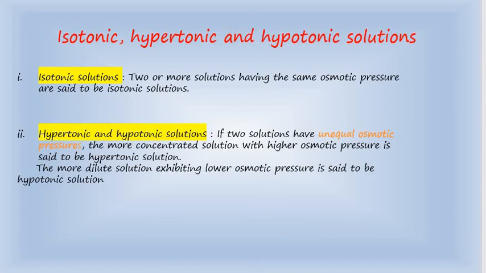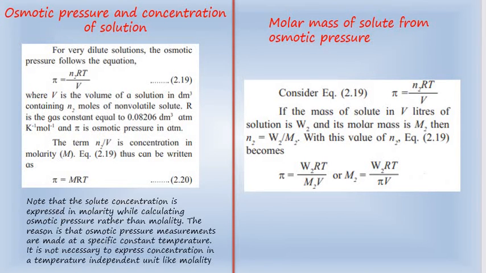Now, the next topic is osmotic pressure and concentration of solution. For a very dilute solution, osmotic pressure can be calculated by pi equals n2 RT upon V. V is the volume of solution in dm³, n2 is the moles of non-volatile solute, R is the gas constant, which is equal to 0.08206 dm³ atm K⁻¹ mol⁻¹, and pi is the osmotic pressure in atmospheres.